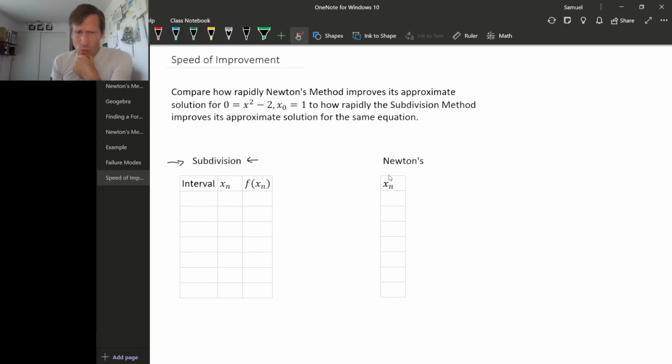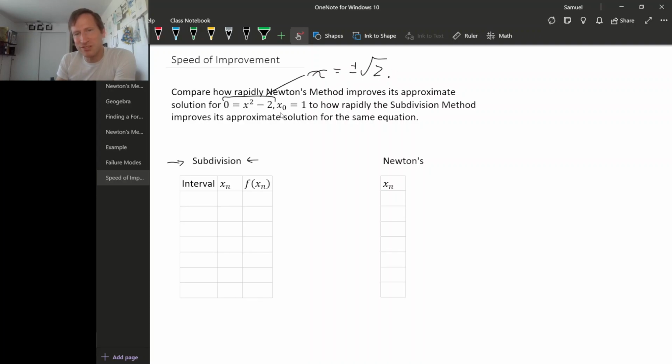But what I want to do is compare how quickly these two methods zero in on the exact value of the solution to the equation that you're actually looking for. For this example, I'm going to use one that's pretty easy to compute Newton's method for, just to make it easier on us. And also, I'm going to use one where we actually have some idea of what the exact value of the solution is. So we're going to solve 0 equals x squared minus 2. We know that x is plus or minus the square root of 2, right?